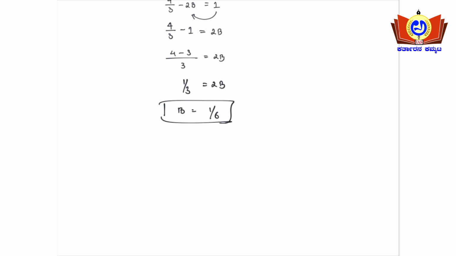So these are some of the basic concepts you need to know before solving problems on time and work, time and wages.